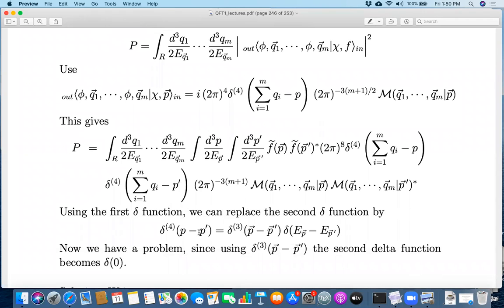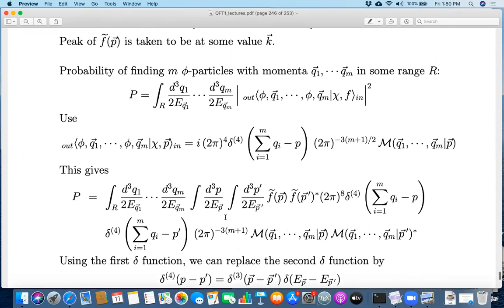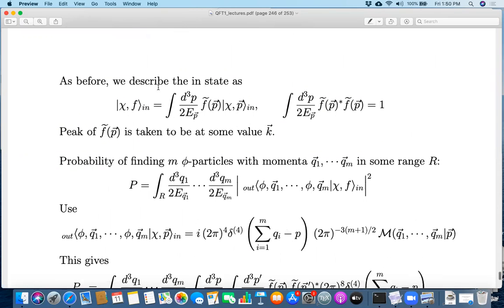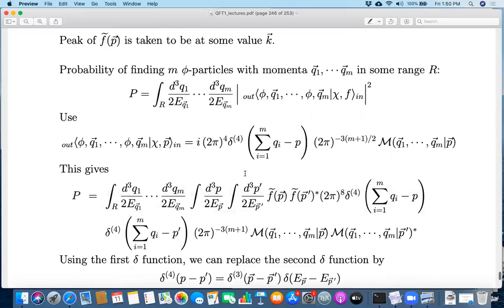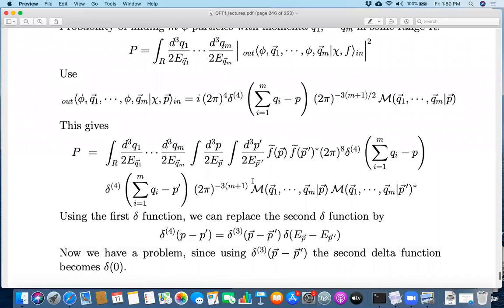But of course, p0 and p0 prime are not independent, because p0 is the energy of the in state. So it's given by EP, and this is given by EP prime. Maybe I should have written square root. This EP and EP prime refer to the chi particle energy. So EP, for example, is square root of m chi square plus p square, and this is square root of m chi square plus p prime square, because these are the initial state energies. Is this clear?